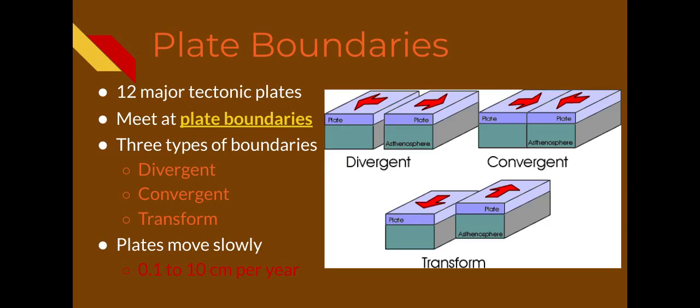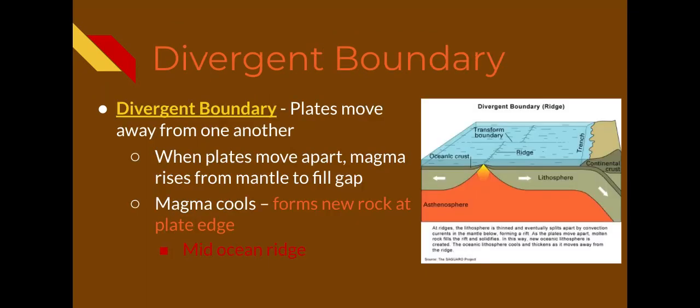There are 7 major tectonic plates. 12 is going to include some of the medium-sized ones as well, and they meet at plate boundaries. There are 3 different types of boundaries: convergent, divergent, and transform. We're going to talk about the characteristics of each one of those boundaries. Down at the bottom, I have a fact here. Plates move very slowly, about 0.1 to 10 centimeters per year, and that is about the same rate that your fingernails will grow.